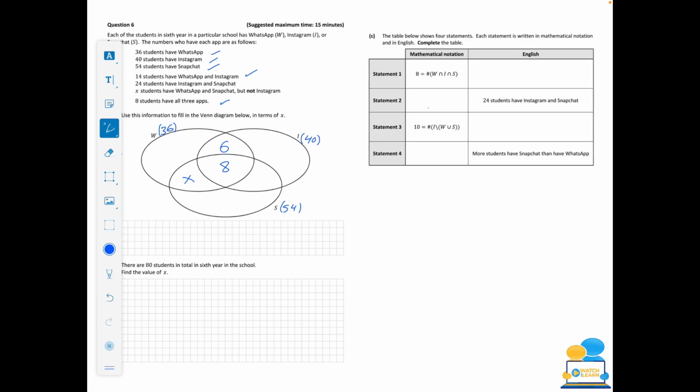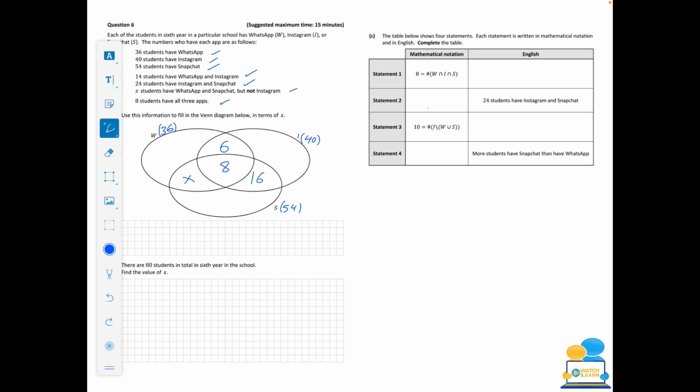Okay, so this piece of information used, and 24 students have Instagram and Snapchat. So this whole section here needs to add up to 24. We already have 8, so we need to put a 16 in there. 24 minus 8. Okay, we also have this used. Now we're going to fill in the people who only have Instagram, only have WhatsApp, and only have Snapchat.